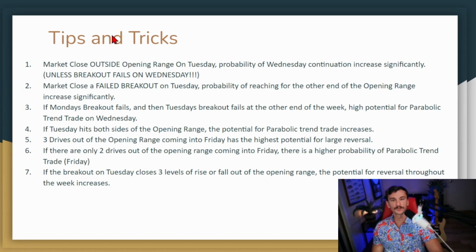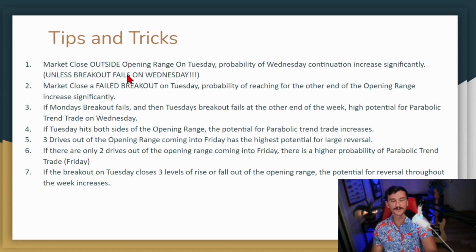Some of these tips and tricks are more like guidelines going into Wednesday to help you identify what's happened on Monday and Tuesday, and then trying to identify what weekly template could be playing out in the week that you are trading. So some of these guidelines are: number 1, market closed on the outside of the opening range on Tuesday. The probability of a Wednesday trend continuation increases significantly, unless that breakout fails on Wednesday.